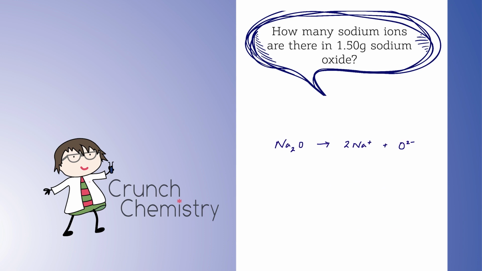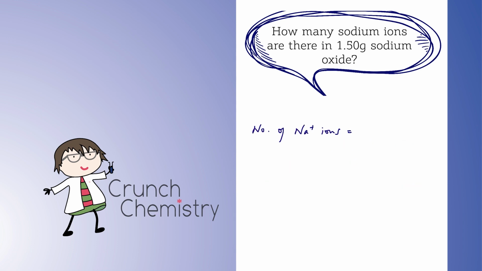If I were to break up sodium oxide, I would get 2 sodium ions and 1 oxide ion. The ratio of sodium oxide to sodium ions is 1 to 2. But I haven't got 1 mole of sodium oxide. I have got, we've just worked it out, 0.0241935. So I should have twice as many moles of sodium ions. So 0.0483871. And we're still working in moles at this stage.